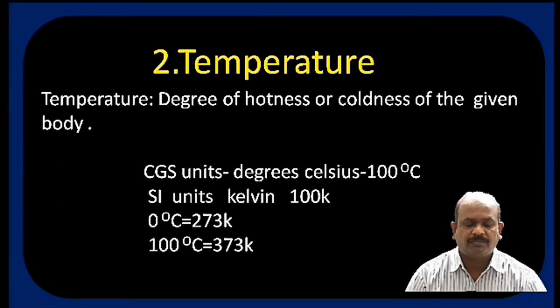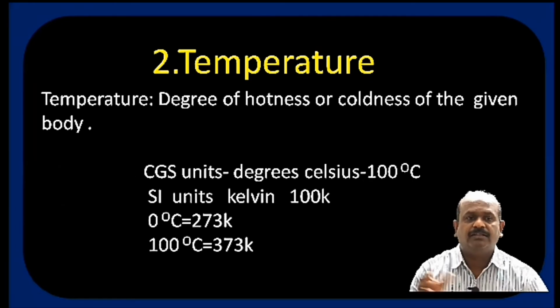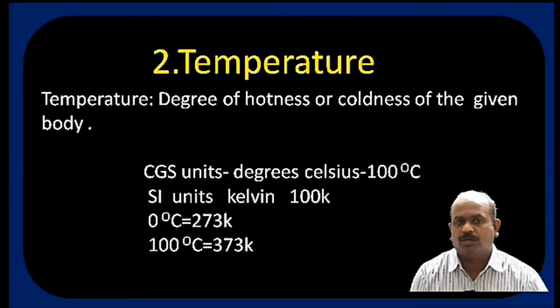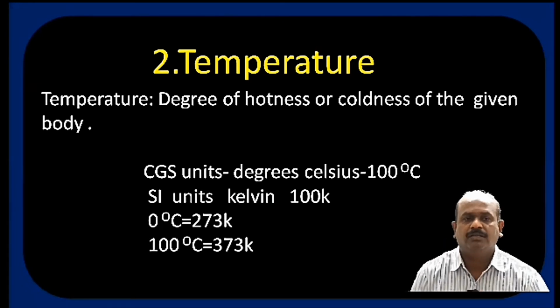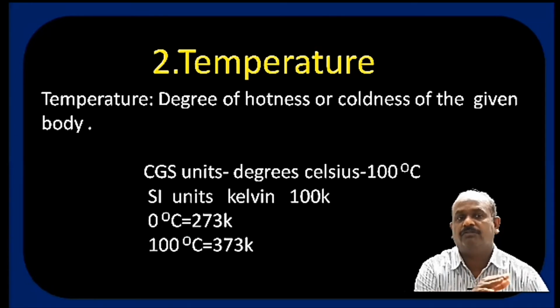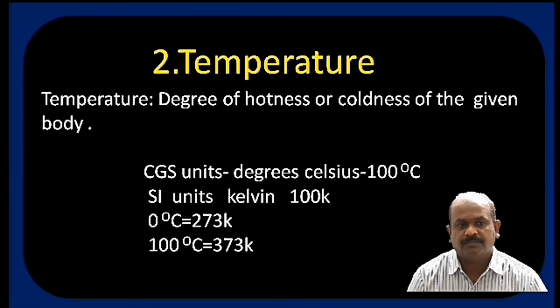Next, what is the relation between these two, the Celsius scale and Kelvin scale? 0 degrees Celsius equal to 273 Kelvins. How do we convert them? You just add 273. In Celsius scale, the temperature is 0. To convert into Kelvin scale, you just add 0 to 273. 0 plus 273 is 273. So it is 273 Kelvins.